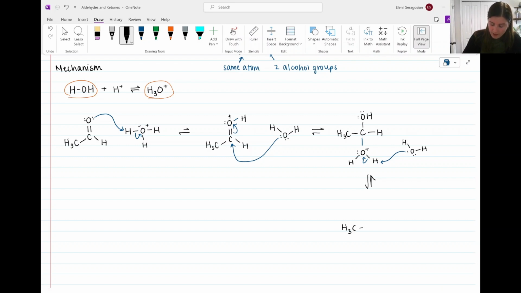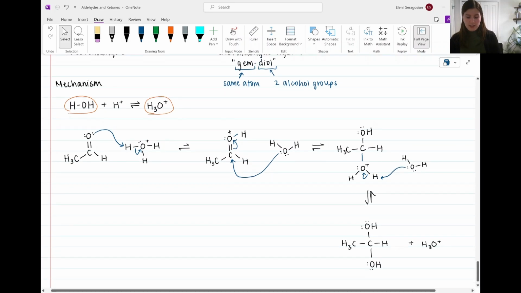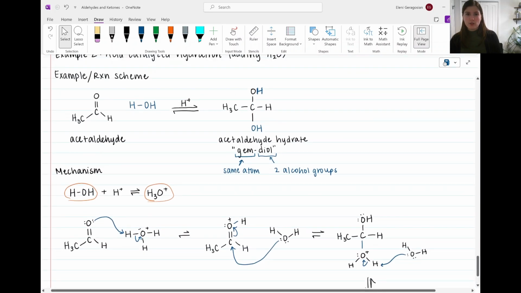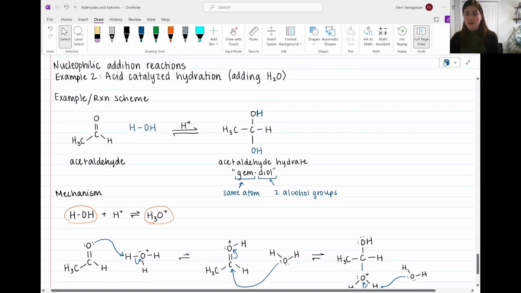So carbonyl carbon still bonded to CH3, still bonded to hydrogen, bonded to the OH that we formed in the first two steps, and then OH down here, which we just deprotonated that oxygen. So now it is neutral. And here's that gem diol, and then we reform H3O plus, which can then be used in future reactions in this flask. So this is the mechanism and general reaction scheme that we talked about previously in the video for acid catalyzed hydration, or adding H2O to an aldehyde or ketone.